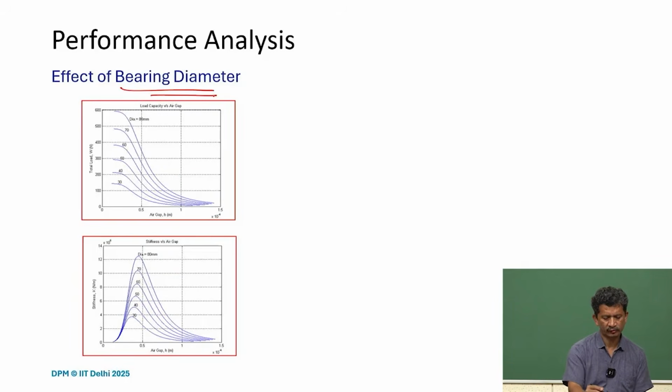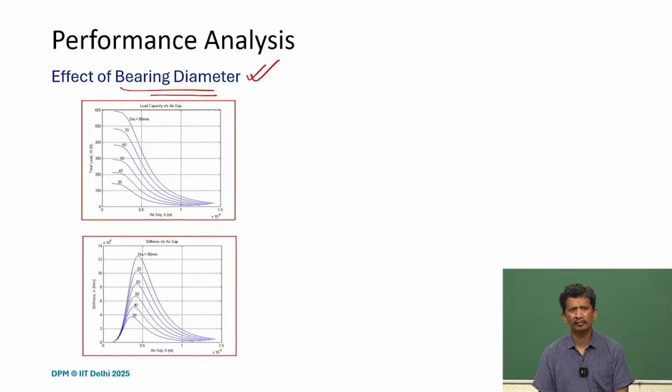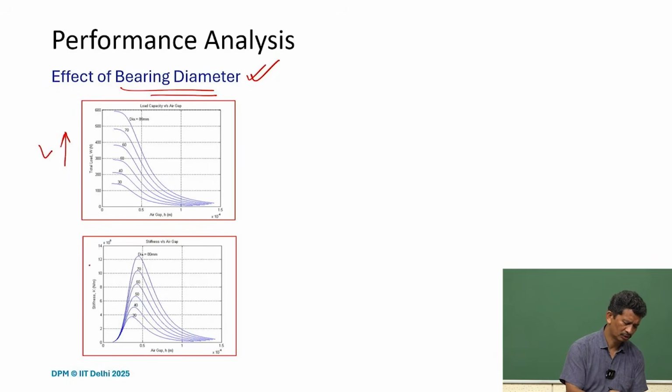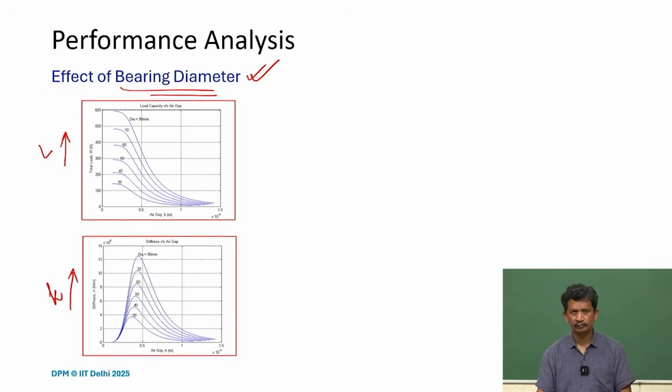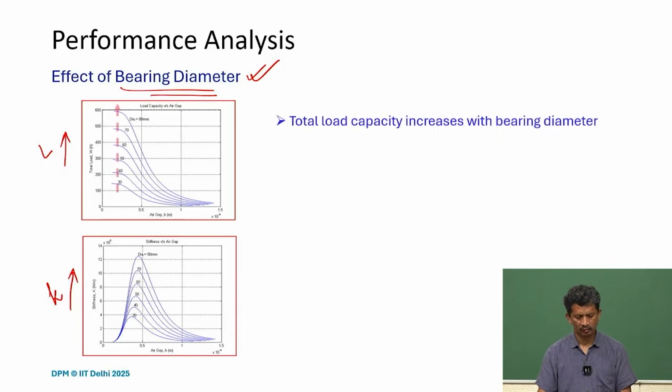Similarly, we can also see the effect of bearing diameter. So if you increase the size of the bearing pad, what will happen? And again, this is the load and this is the stiffness. Since the bearing diameter has increased, of course it has a larger load capacity. That is quite obvious, but we also see from here.